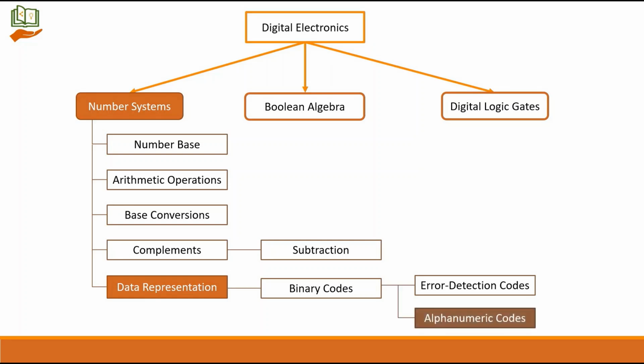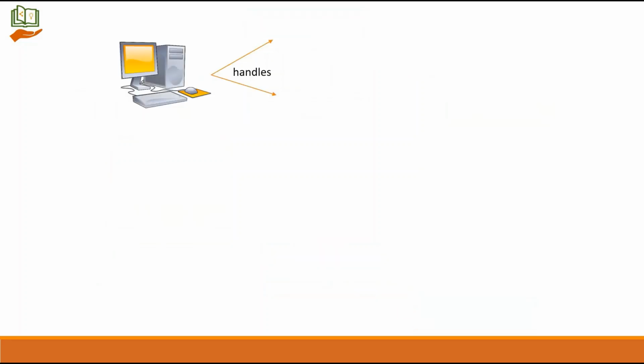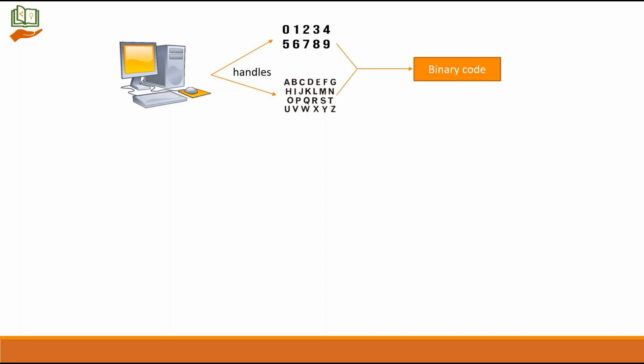This video will be on alphanumeric codes. The system handles numerical data as well as non-numerical data. It means it handles not only numbers but also letters of the alphabet. As a human, I can understand ABCD are letters of the English language. For the system, everything has to be represented in the form of binary codes. The combination of numbers as well as alphabets is called alphanumeric. The binary code for alphanumeric characters is called alphanumeric code because it contains the code for both the alphabets as well as numbers and a few other characters too.